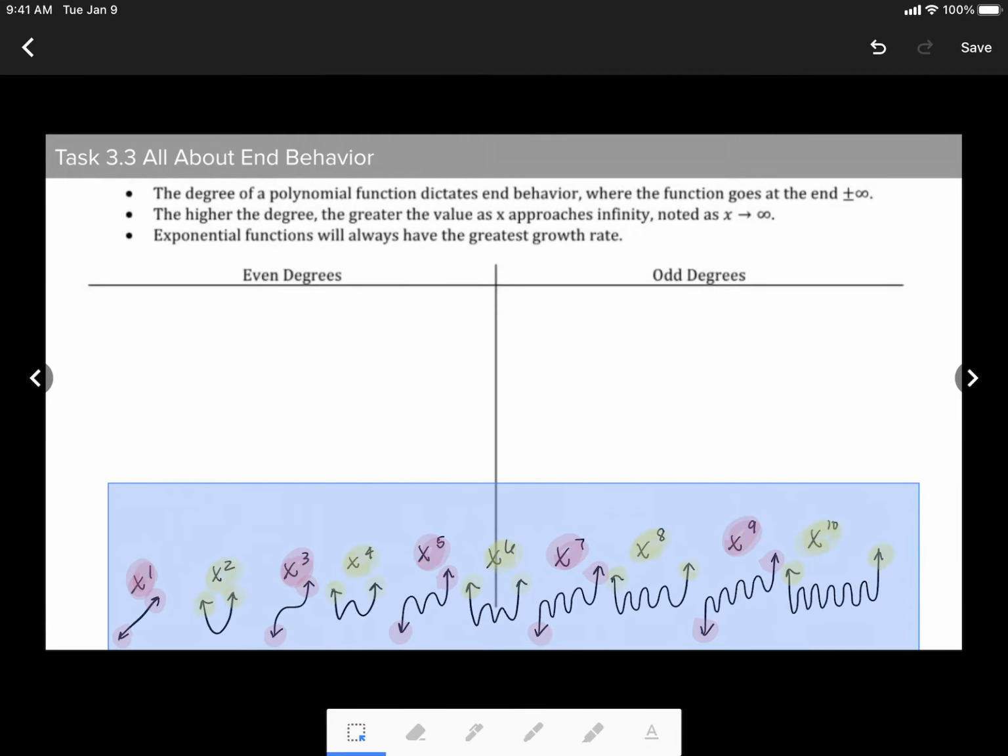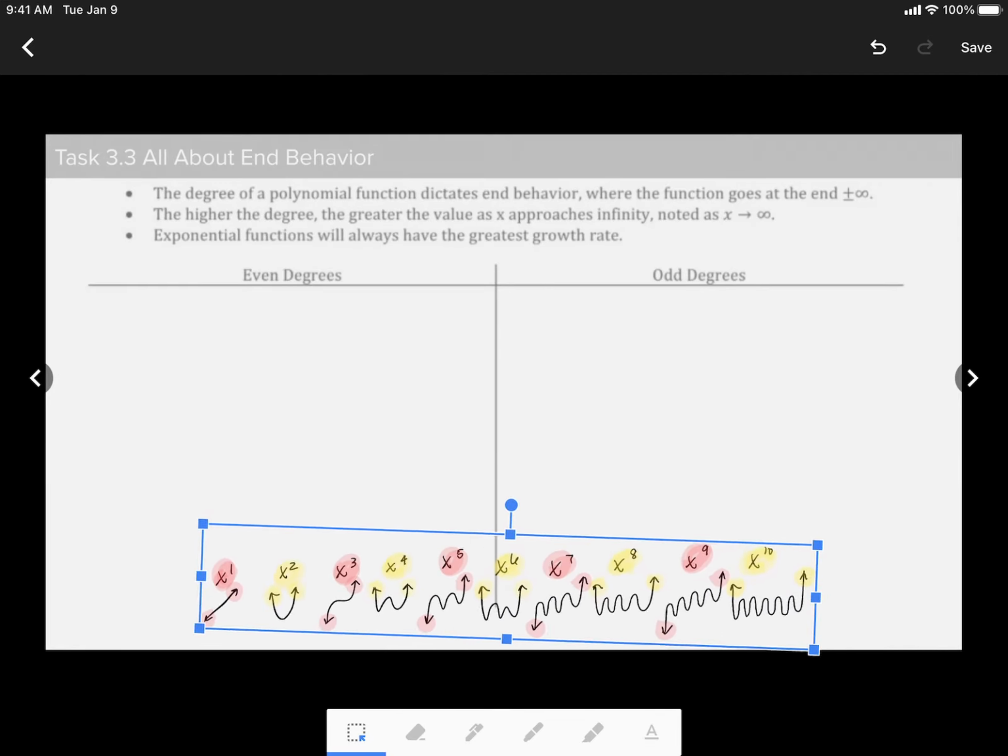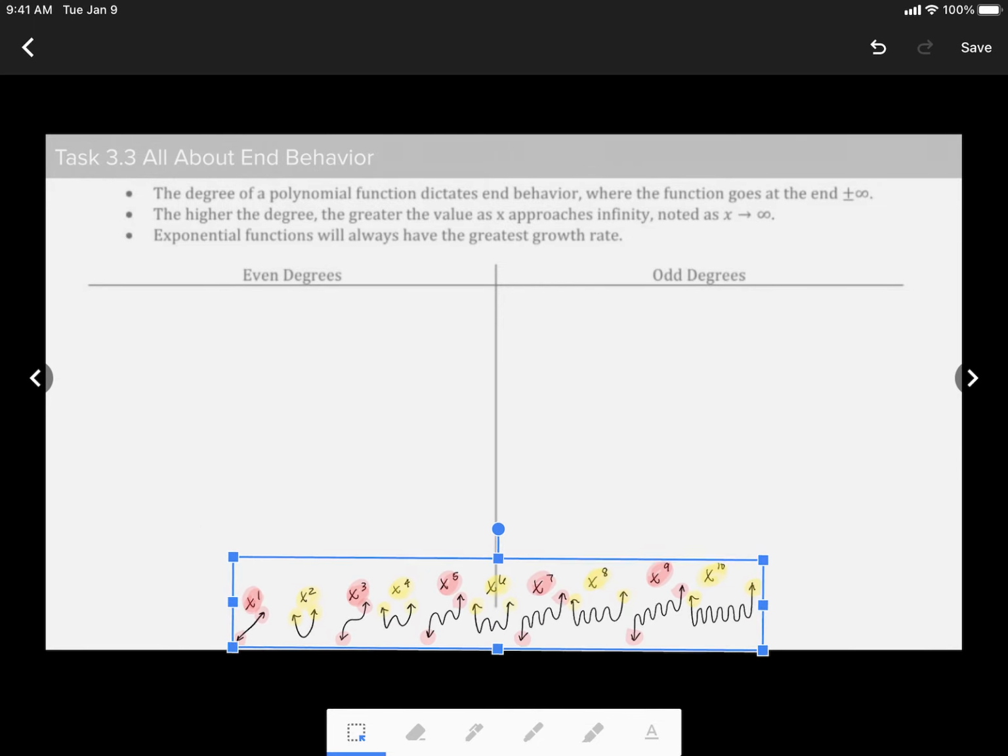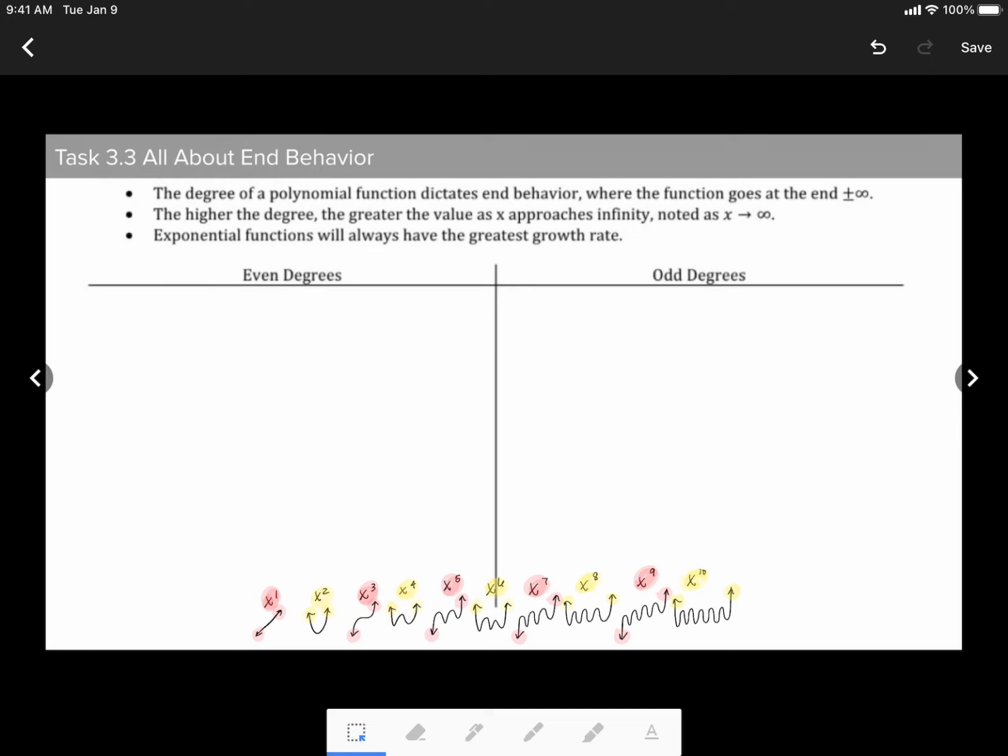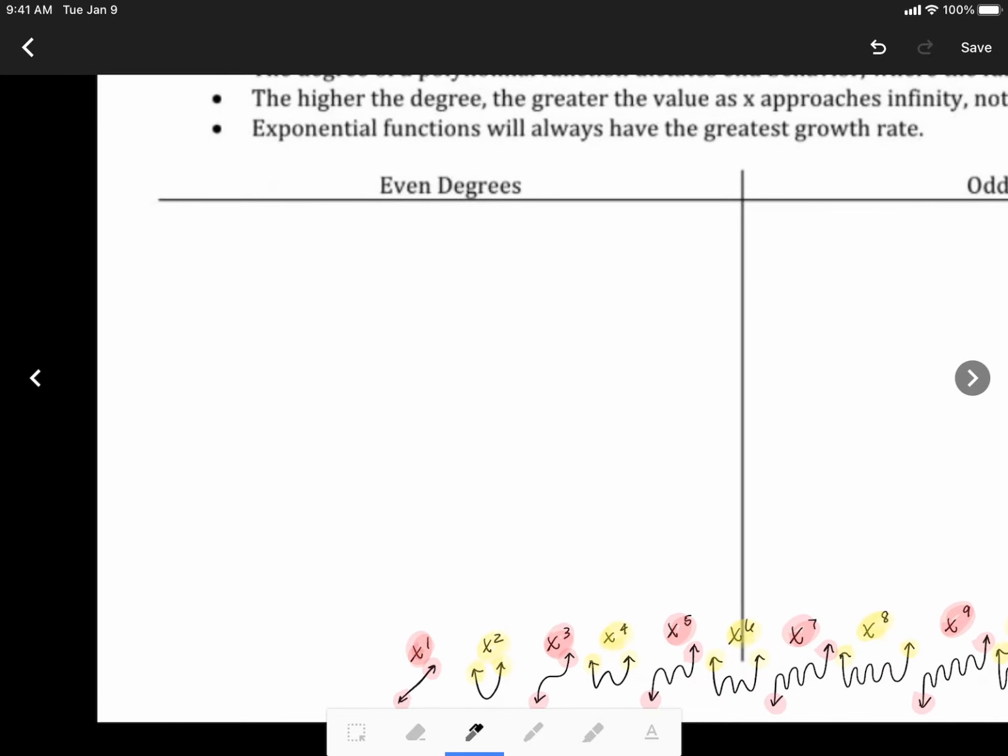So this is this predictable thing we call end behavior. And I'm going to shrink this and put it down here because we are going to write some notes on end behavior. We are going to write them as even degrees and odd degrees. So let's start with even degrees. We're going to draw just one even degree function and talk about that one function. So I'm going to draw x squared because I think we all are pretty familiar with x squared.